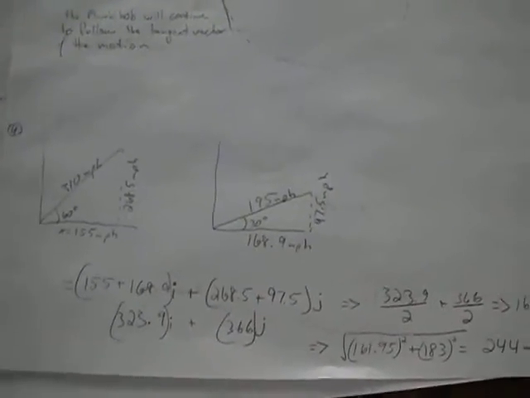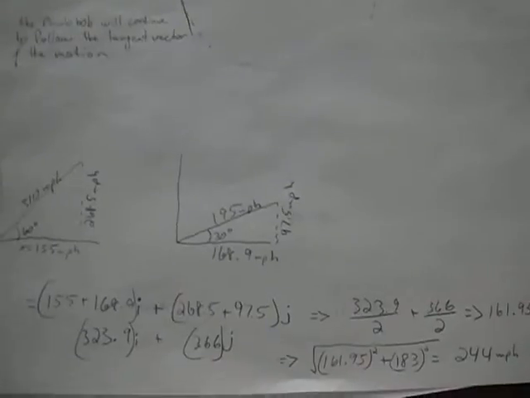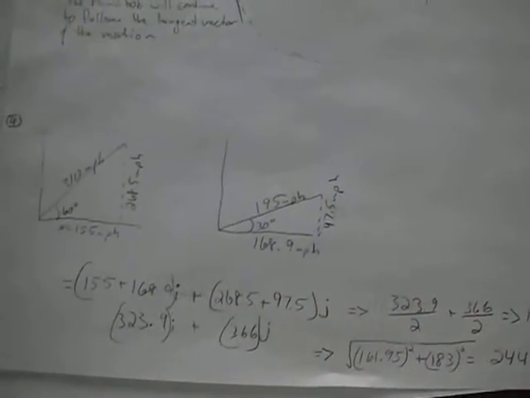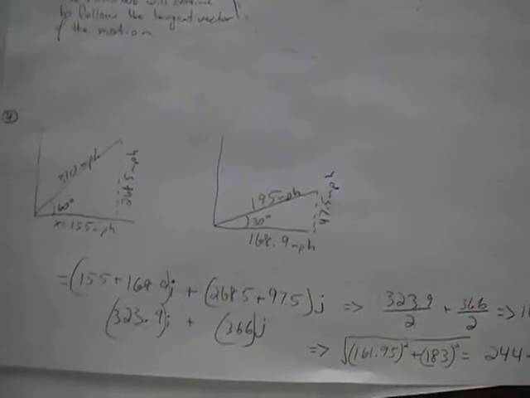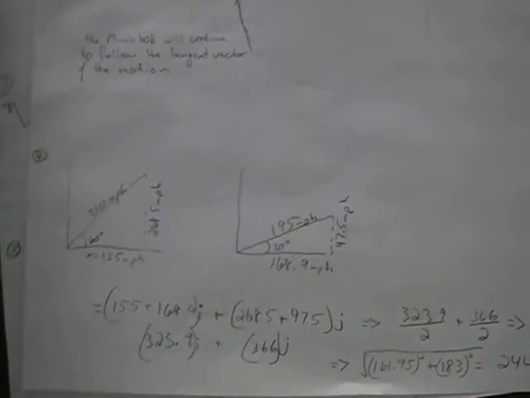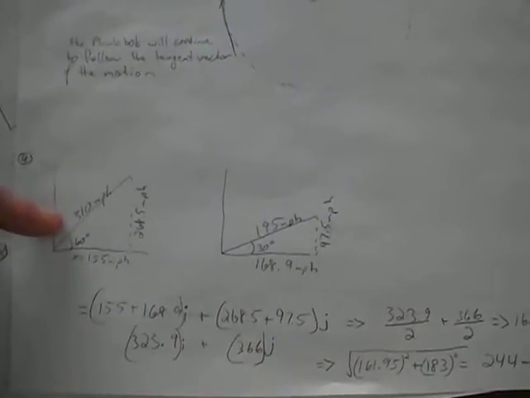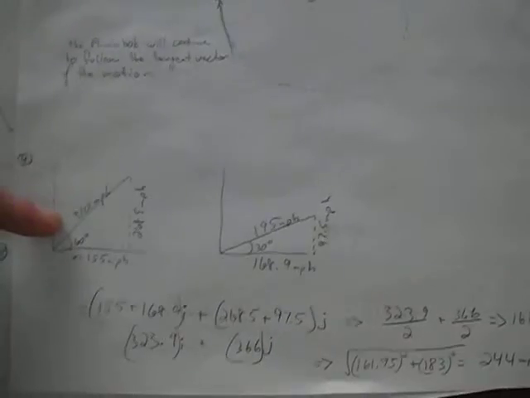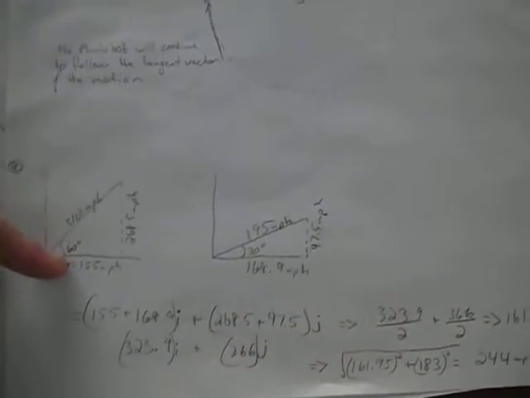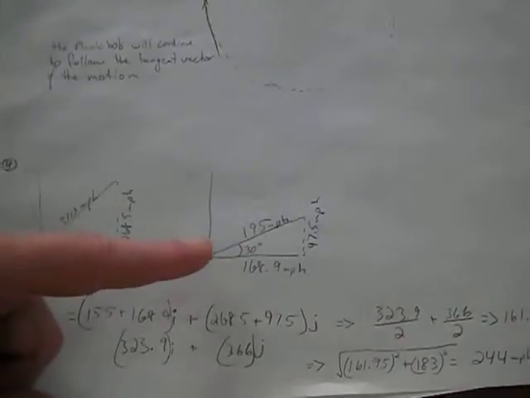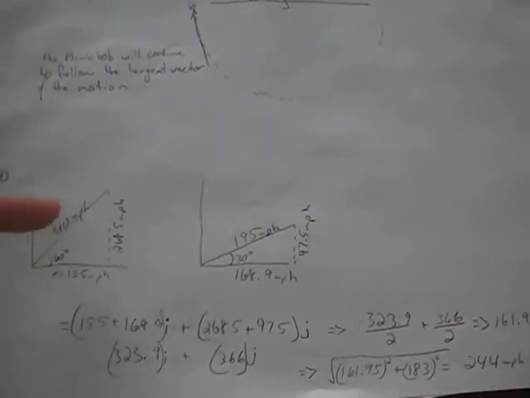Question 4. We were asked to find the average velocity vector of a plane that was heading from Springfield to Detroit. This was the magnitude, 310 miles per hour, of the first direction of 60 degrees. The second one was 195 miles per hour at a 30-degree angle of this.